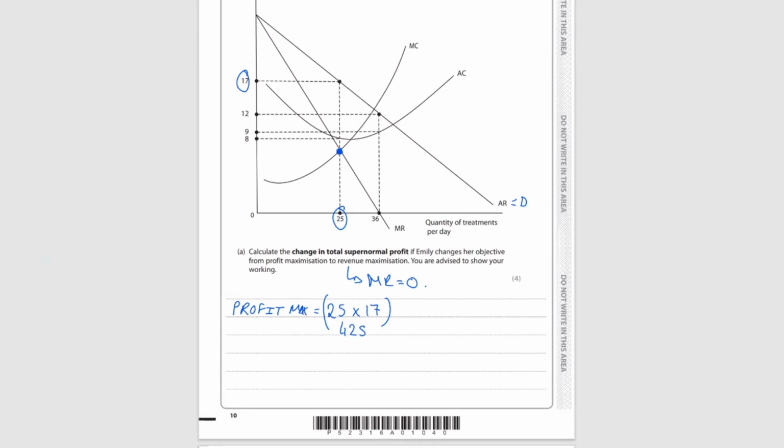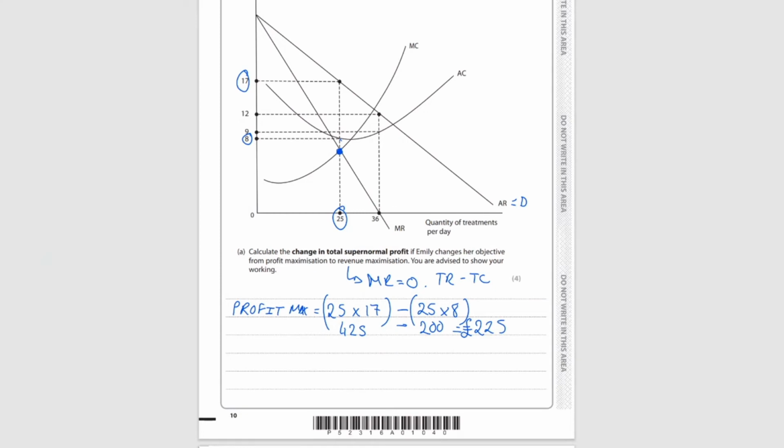which is 425. But remember that profit is TR minus TC, total revenue minus total cost. So I need to minus my total cost. In order to do that, I go again from the 25 all the way up to where this line intersects with the AC curve, and then I go across and I get 8. So the other calculation is 25 times 8, which I believe is 200, but just to double check, it is 200. So at profit maximization, it's going to be a profit of £225.